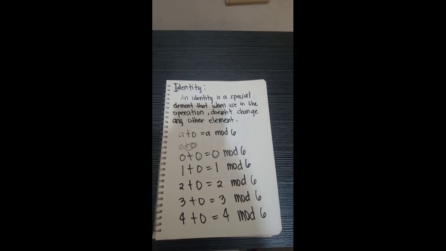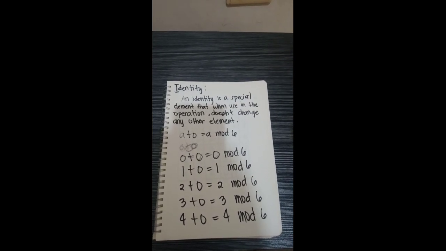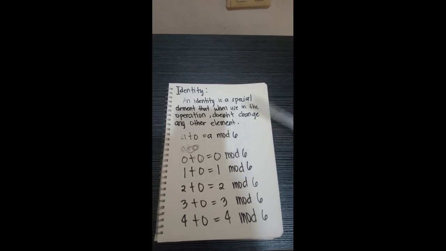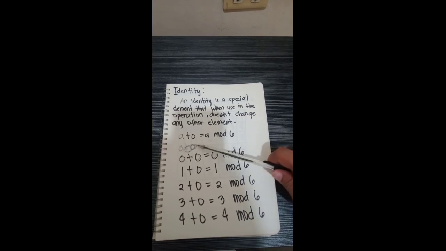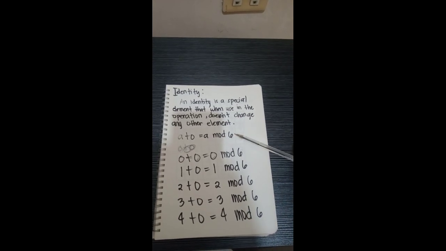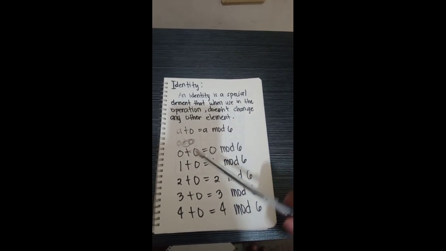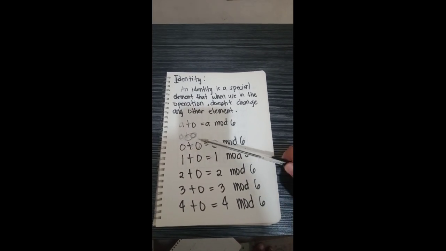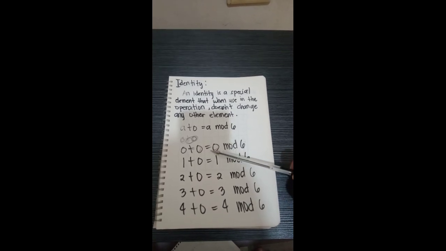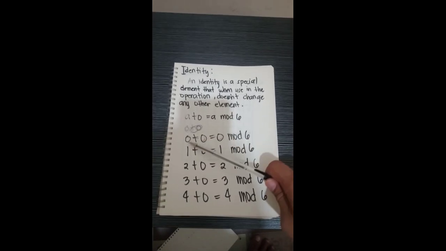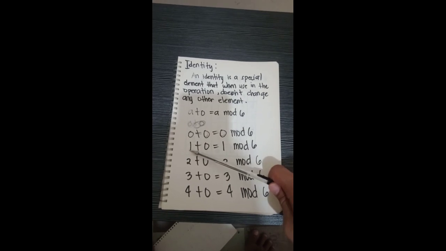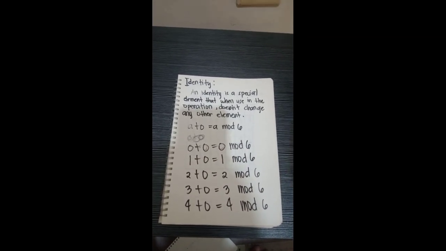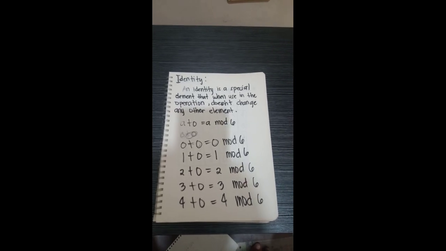An identity is a special element that, when used in the operation, doesn't change any other element. In modular addition, 0 is the identity element since A plus 0 is equal to A modulo 6. Kasi lahat ng element na idinagdag natin sa 0, the result is always the element. For example, 0 plus 0 is equal to 0 and 1 plus 0 is equal to 1. Therefore, the identity property is satisfied and the identity is 0.